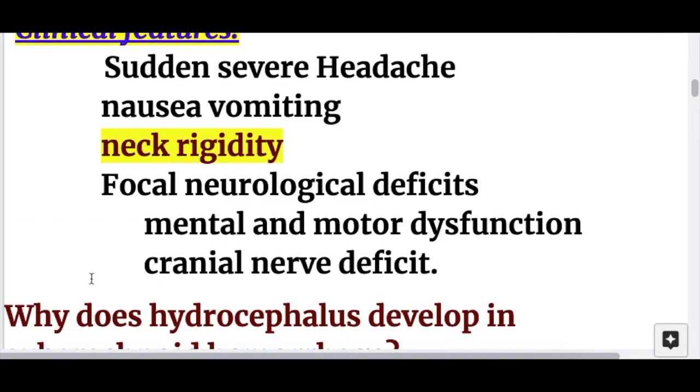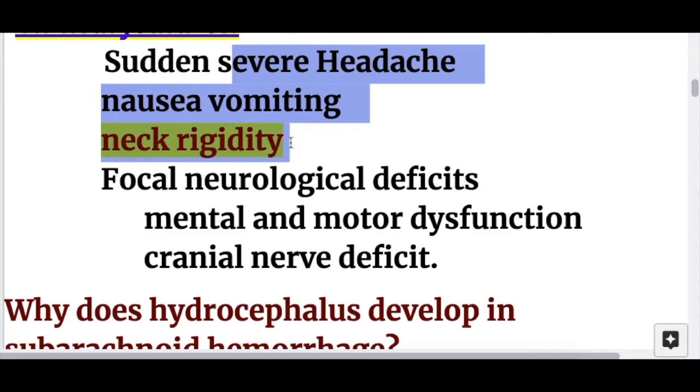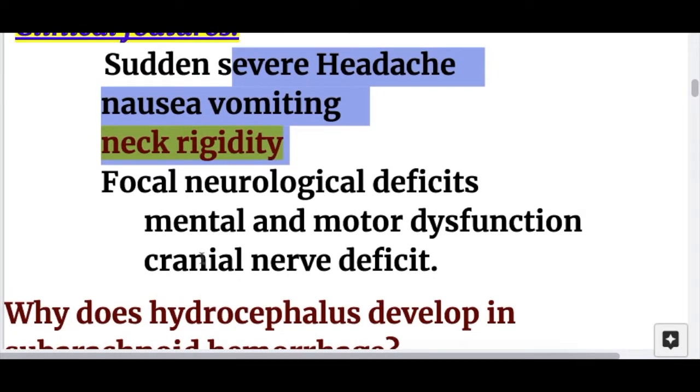Now the clinical features of subarachnoid hemorrhage: there is sudden severe headache, nausea, vomiting, and neck rigidity; focal neurological deficits, mental and motor dysfunction, and cranial nerve deficits also occur. So sudden severe headache with nausea, vomiting, neck rigidity, and focal neurological deficits are the features of subarachnoid hemorrhage.